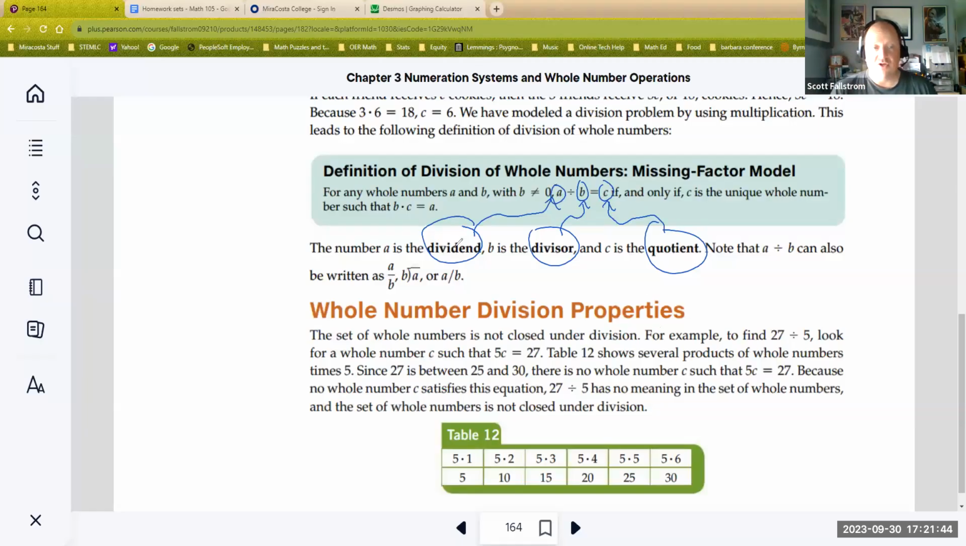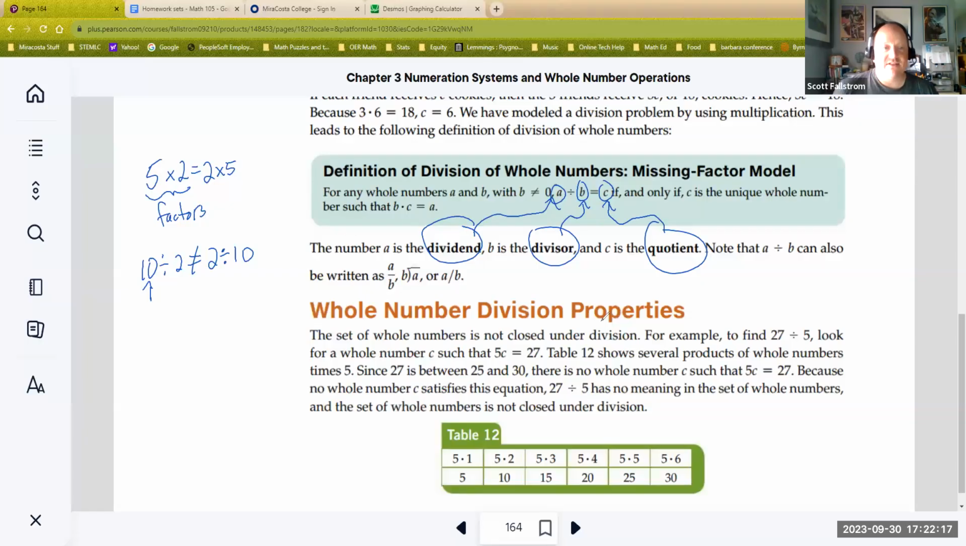Remember with multiplication, because multiplication was so amazing, 5 times 2 was the same as 2 times 5, I just called these things factors. I did not need a special name for each one of them. With division, 10 divided by 2 is not the same as 2 divided by 10. So I can't just use the same word for each one. I can't just put one word that covers both of those.